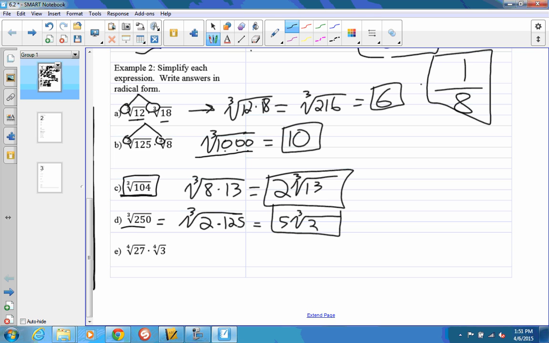This one I put on there because I felt like making a point again. What can I do with these? I can combine and multiply these. Why? They have the same index of 4, right? So this is the 4th root of 27 times 3, which is the 4th root of 81. If you leave it like that, that's okay. Or what can I change that to?